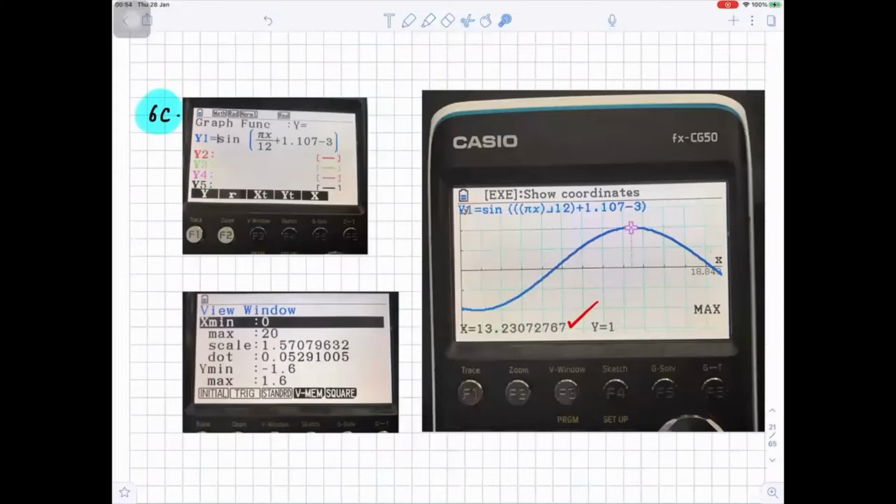And you can also use your calculator to check if it is correct. If you plot that function, sine of pi x over 12 plus 1.107, minus 3, you will get that curve there. And make sure you use this view window to see the whole graph. And you will see that it occurs at 13.23, the maximum there. When you use G-Solve and find the maximum, it will occur at x equals 13.23. So that's another way to use the calculator to check if your answer is correct.